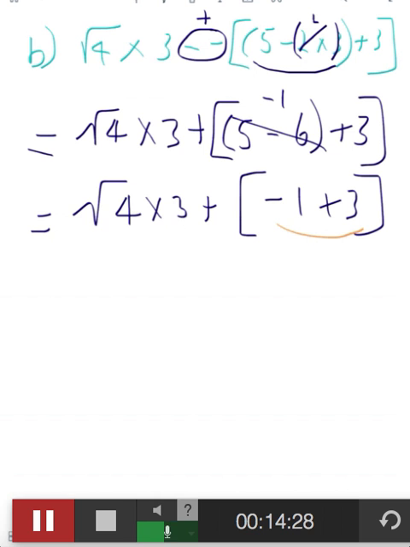And what is minus 1 plus 3? One's a negative, one's a positive. So 3 take away 1 normally is just 2. And it's positive 2 because 3 is larger and 3 is positive. And now my brackets are taken care of.